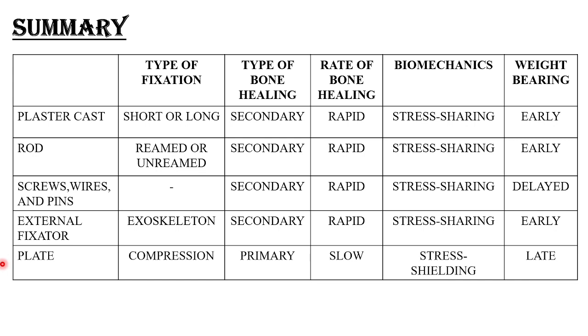And coming to the last but not the least, the plate, which is a compression type of fixation. Healing occurs in a primary manner, and because the healing is primary, the rate of bone healing will be slow. This is a stress shielding device, and weight bearing will be delayed because of the primary bone healing and the slow rate of bone healing. So the weight bearing will be late. It may take nearly up to 3 months for weight bearing. So this is all about the stress sharing and stress shielding devices, that is, the biomechanics of fixation devices.